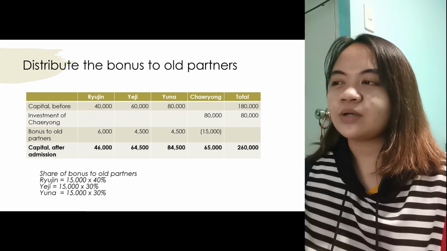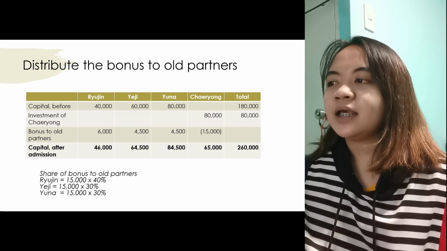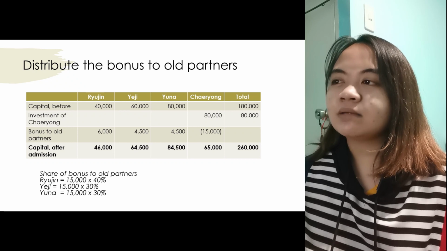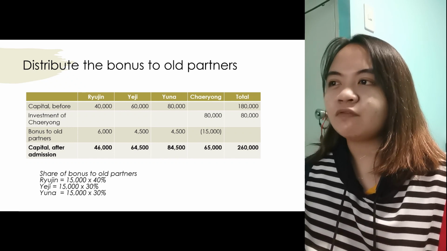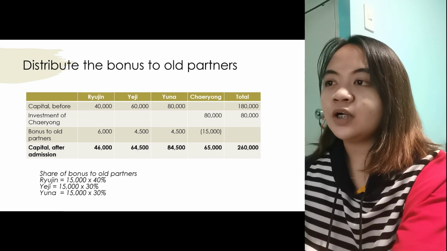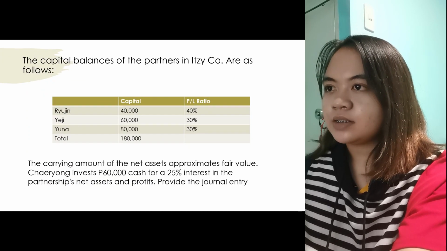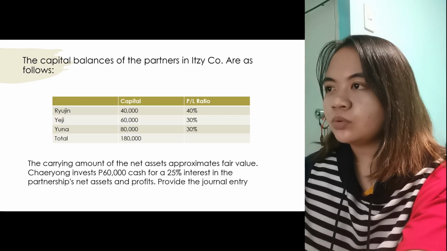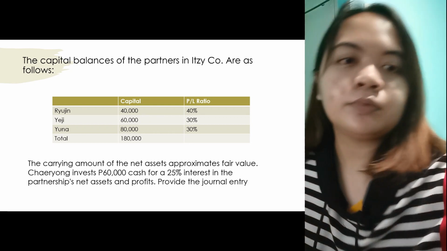Kay Ryujin, 15,000 times 40%. Kay Yeji, 15,000 times 30%. Kay Yuna, 15,000 times 30%. You get 6,000, 4,500, and 4,500 respectively. Okay? So, let's check. Anong ginamit? P&L ratio.